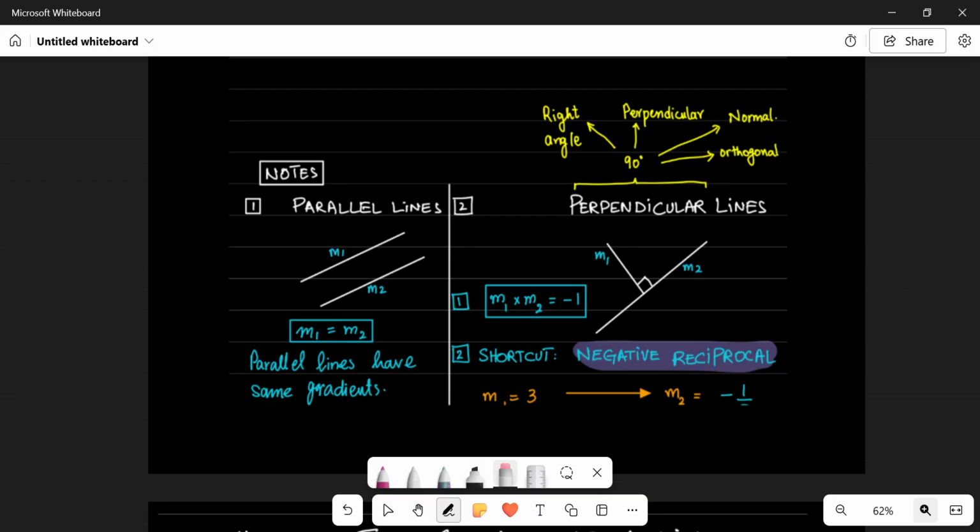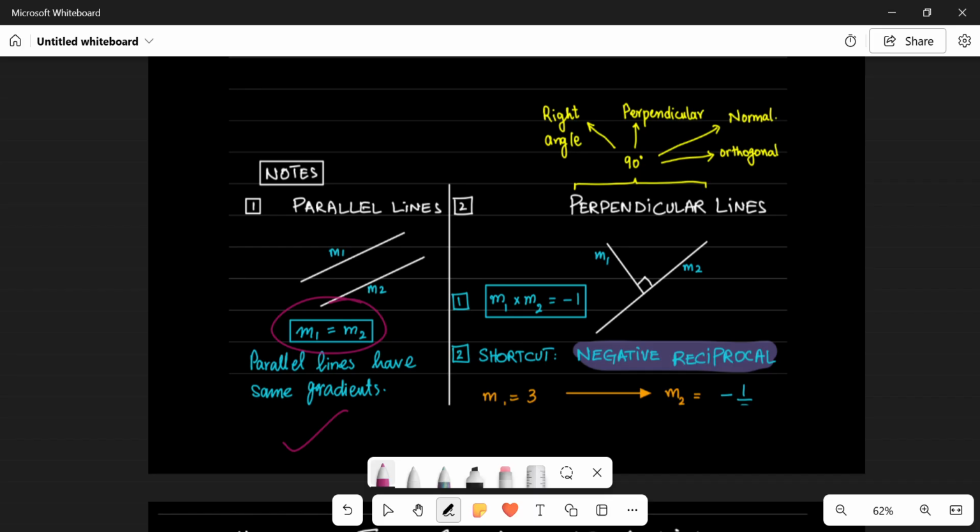Students, in this question what we need to do is find the gradient. If the lines are parallel, how are you going to find it? The gradient is the same. That's why it's written M1 equals M2. Parallel lines have the same gradients.